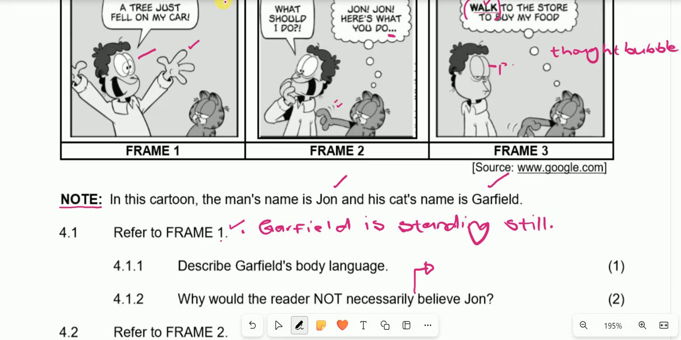Why would the reader not necessarily believe John in frame one? His mouth is wide open to show that he's smiling, as well as the eyes are wide open. You get a response to that. And then his hands are also stretched out. So it contradicts that a tree fell on his car. So the answer would be John's eyes, or you can say his mouth is wide open and he is smiling.